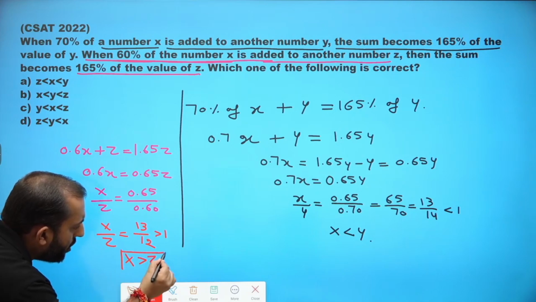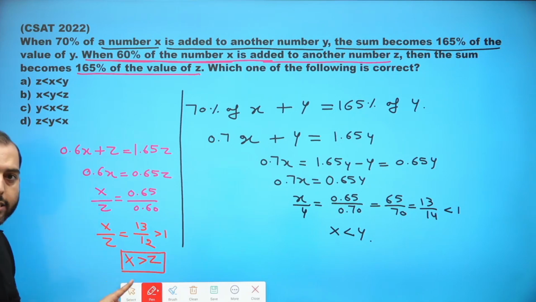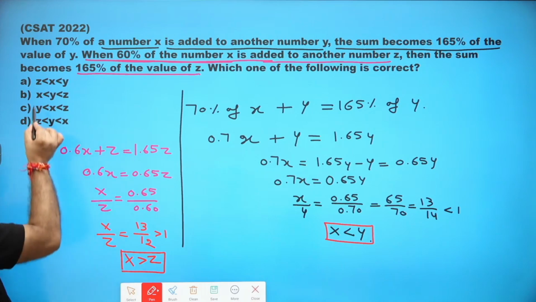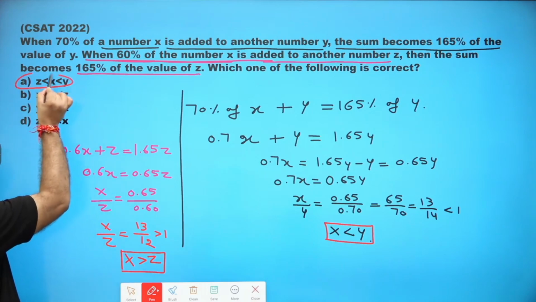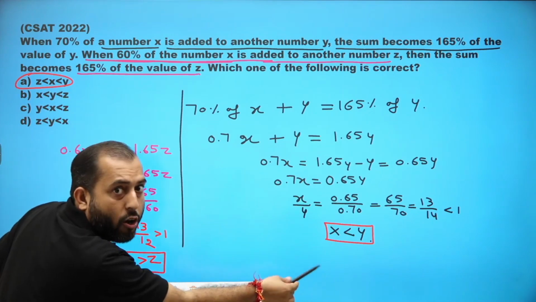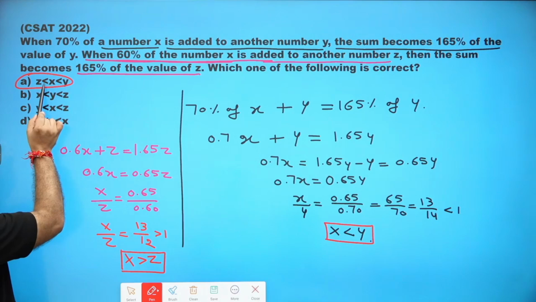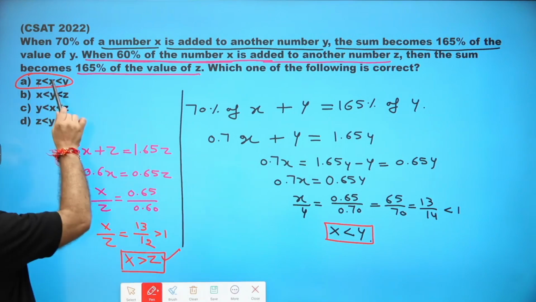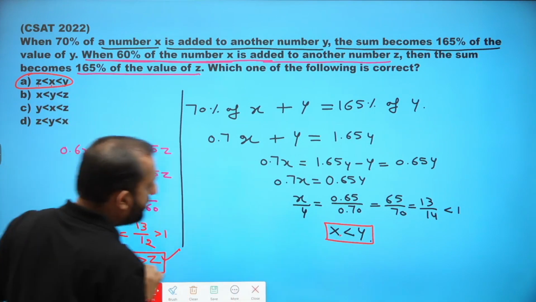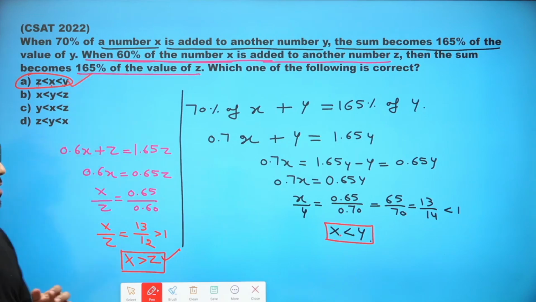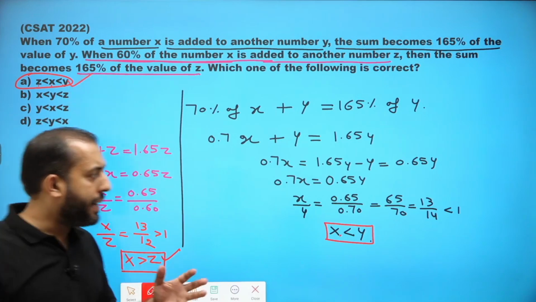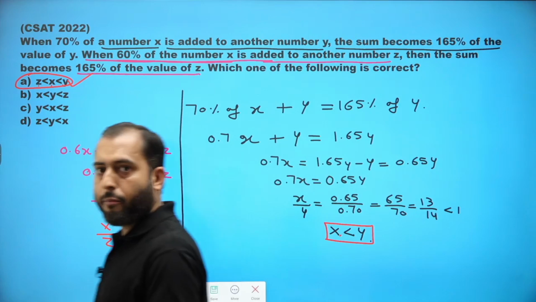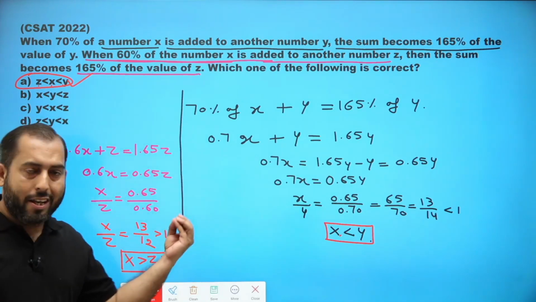Now we have two inequalities. One says x is greater than z and another says x is less than y. So only option A is justifying these two inequalities. See, from one, x is greater than z, this is justified, and in the other also x is less than y, hence the answer is option A. I hope guys this is clear. Kindly write it down. Please make it quick. Okay, let's move on.